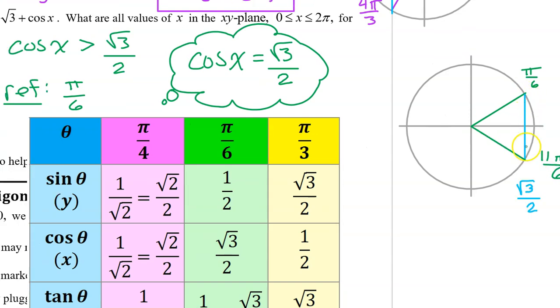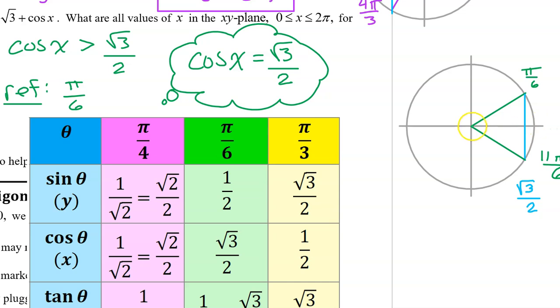At pi over 6 and at 11 pi over 6, the horizontal displacement is exactly radical 3 over 2. By the way, I'm going to call this horizontal displacement instead of calling it the x value to avoid confusing it with this x, which is now acting as the angle. So the horizontal displacement is radical 3 over 2 right here. We are looking for where the horizontal displacement is greater than radical 3 over 2.